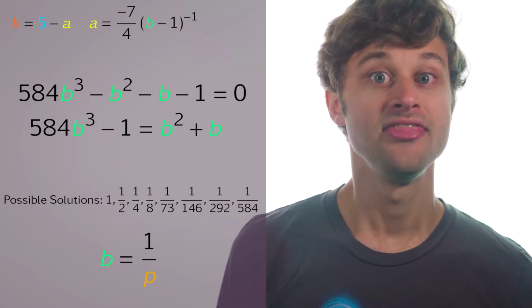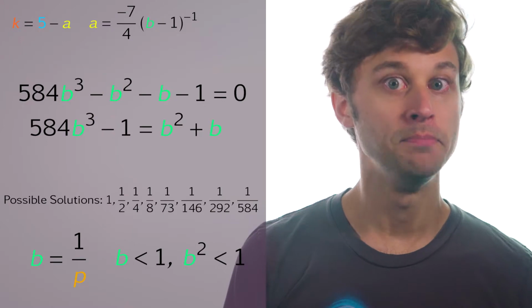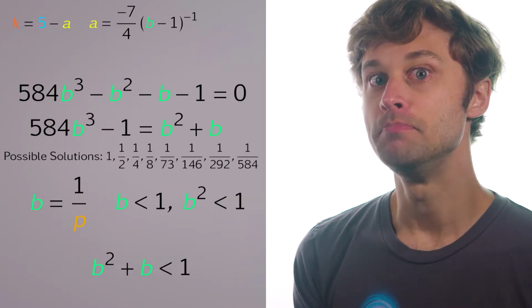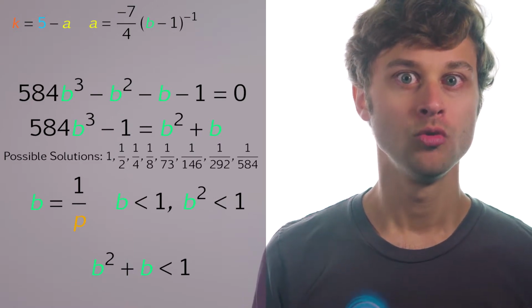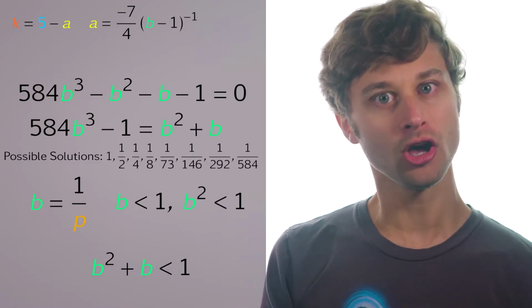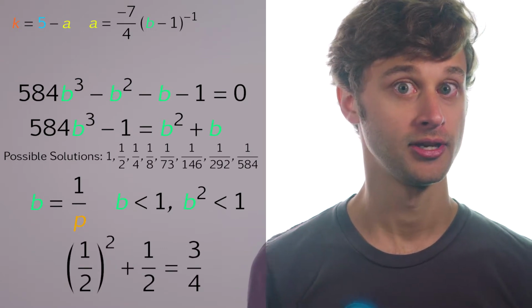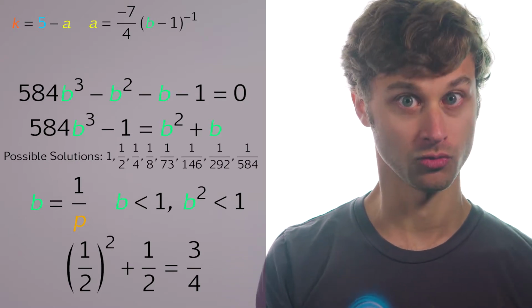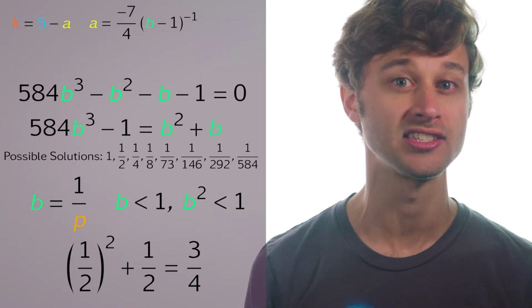If that's the case, then b must be less than 1. Furthermore, b squared must be less than 1. And in fact, b squared plus b must be less than 1. We can show this algebraically, but we can also just plug in our largest value for b, which is 1/2. So 1/2 squared is 1/4, plus b, which is 1/2, so 1/4 plus 1/2 is equal to 3/4, which is less than 1.